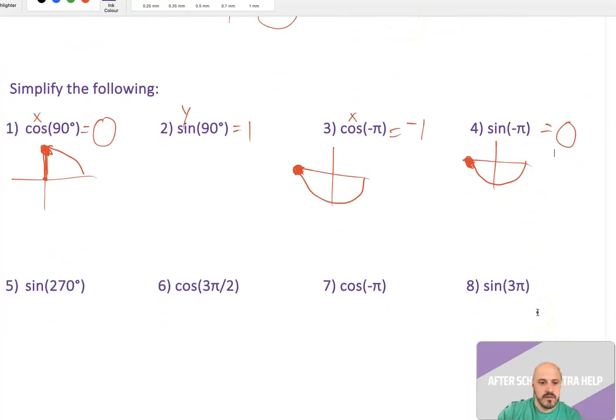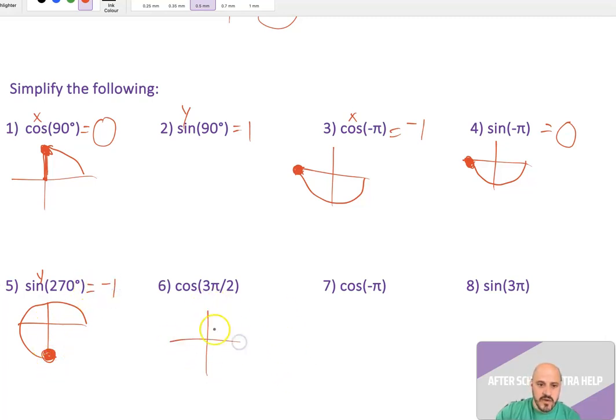Couple more. How about the sine of 270? Let's always draw a picture. Down here, whoops, right on that axis. Sorry, it's sloppy. What is my y value down here? Well, it's negative 1. Cosine of 3 pi over 2. This is a pseudo trick question. What's 3 pi over 2? Well, that was the same thing as 270.